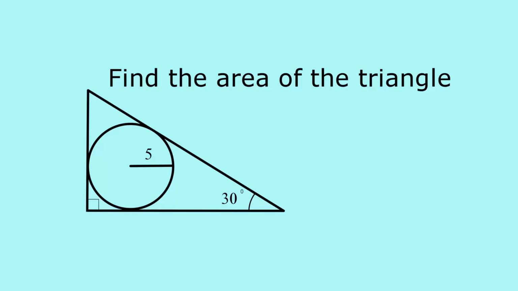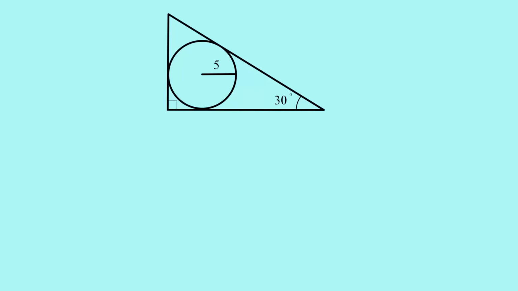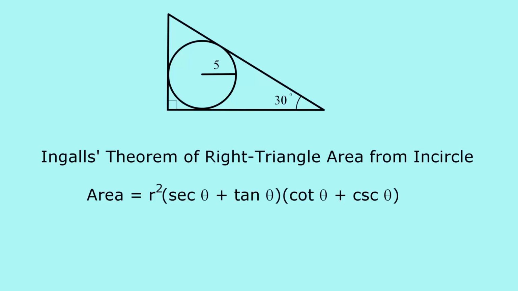In this video, we're going to find the area of a right triangle that has an incircle with a radius of 5, and one of its acute angles is 30 degrees. In order to do this, we're going to apply Ingles' theorem of right triangle area from incircle, and that tells us that the area of a right triangle is equal to radius squared times secant theta plus tangent theta times cotangent theta plus cosecant theta, where theta is one of the acute angles of the triangle.